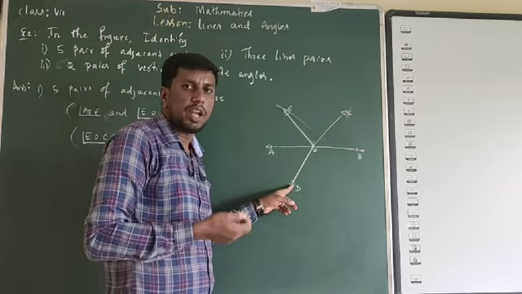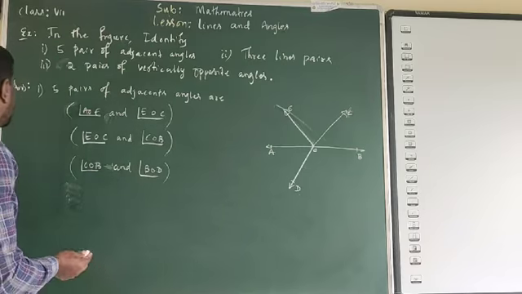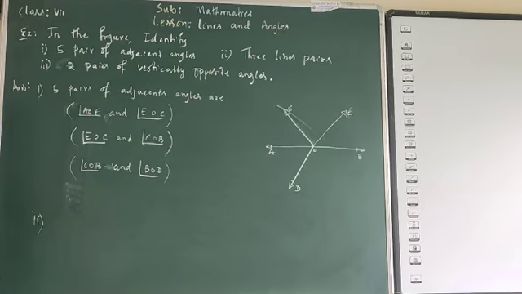The remaining 2 pairs you can write. I have written 3 pairs. By looking at these 3 pairs, you write another 2 pairs. I should write 5 pairs, I have written 3 pairs, so the other 2 pairs you should write except these.